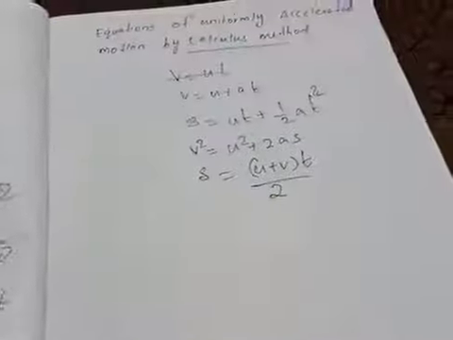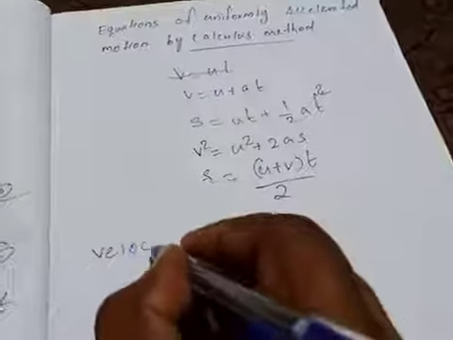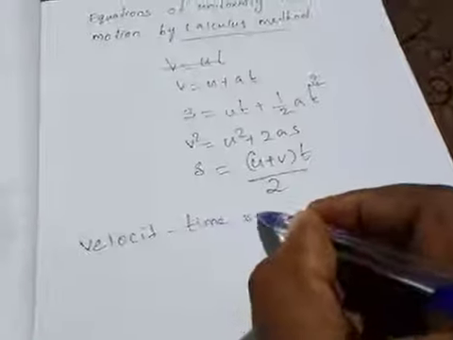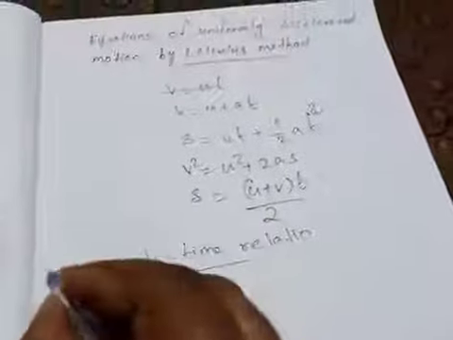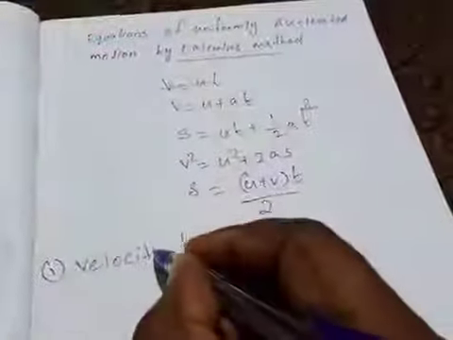So the first equation is the velocity-time relation. Like this, we will derive the four relations, and from these four relations we will get the four equations.